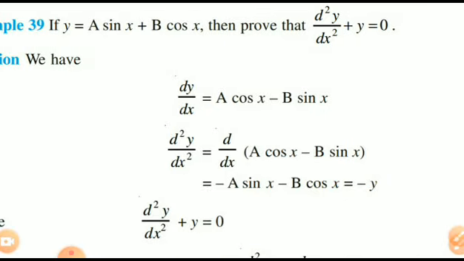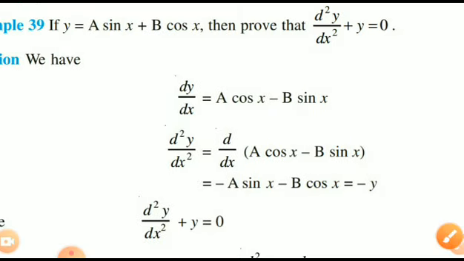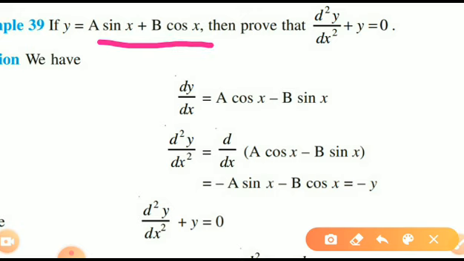Next, if y is equal to a sin x plus b cos x, then prove that d2y by dx square plus y is equal to 0. That means we have been given y as a sin x plus b cos x. I have to find dy by dx first and then again differentiate it and check what is d2y by dx square. Now dy by dx will be a cos x minus b sin x. Derivative of sin is cos. Derivative of cos is minus sin.